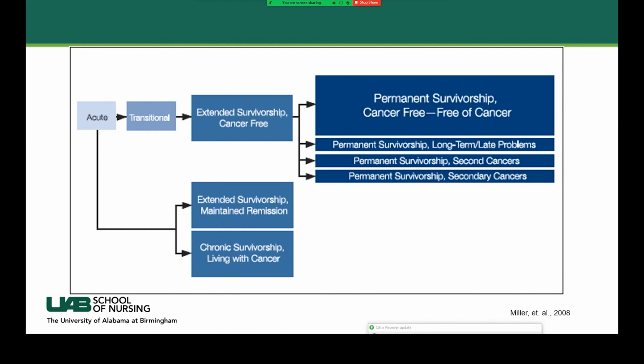And then the permanent survivorship is that greater than 5-year period. And once again, we go into those people that are cancer-free or people that have some type of secondary cancer. So this is the long-term impact of cancer.